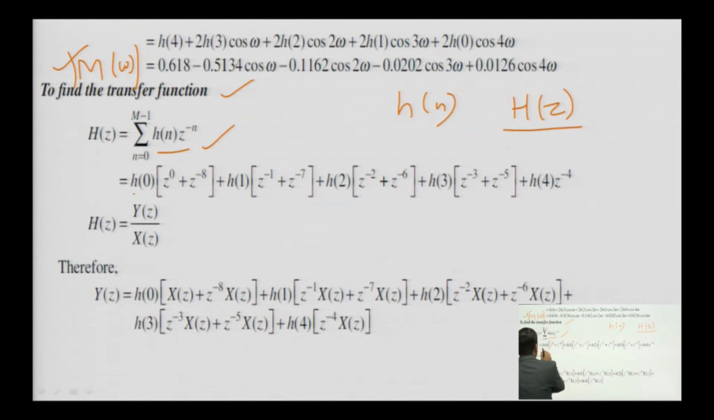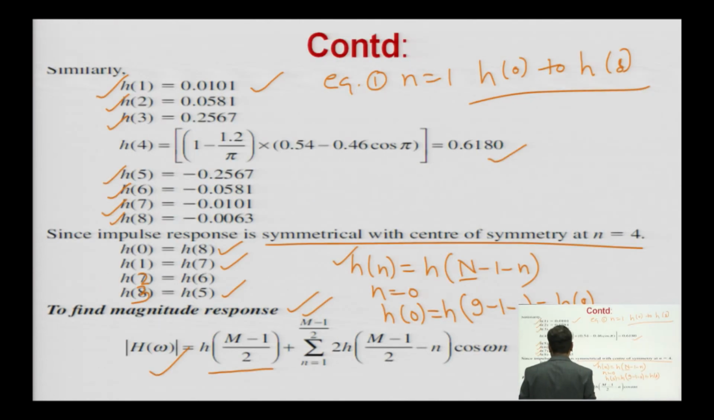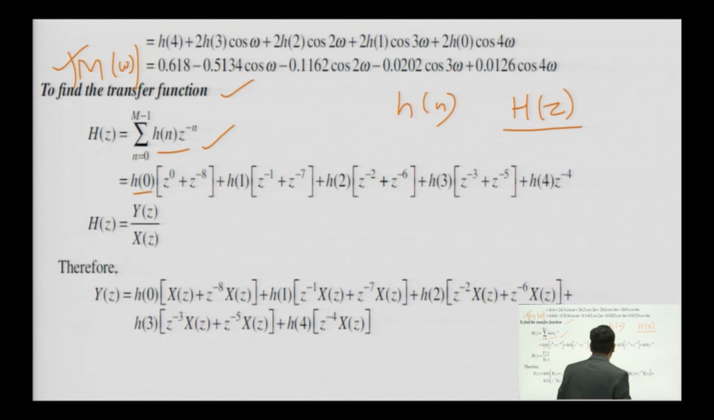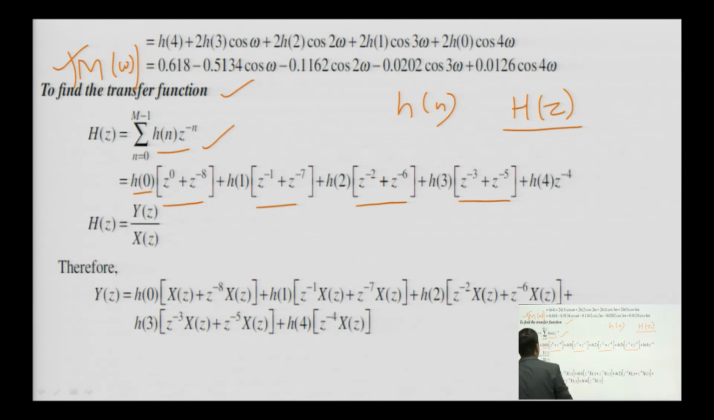So, h of 0 plus h of 8, because previously I told you h of 0 is equal to h of 8, h of 1 is equal to h of 7, h of 2 is equal to h of 6, h of 3 is equal to h of 5. So, you can put them here, because all these values are equal, then you can take the common factor. So, this you will get here. Now, H of z is equal to Y of z upon X of z, you know. Okay. So, you can take this here.